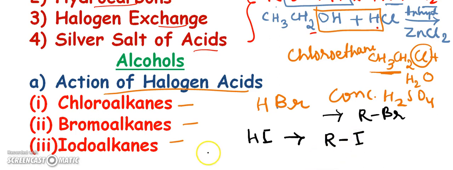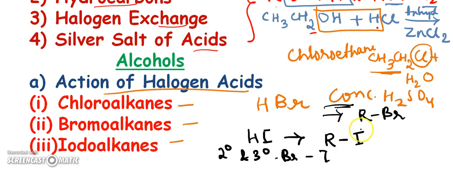So you can note here that in the alkyl halides, secondary and tertiary bromides and iodides cannot be prepared from the respective alcohols. You know why? Because the secondary and tertiary alcohols on heating with concentrated H2SO4 undergo dehydration to form alkenes. So when they undergo dehydration to form alkenes, you cannot use it for making the haloalkanes.